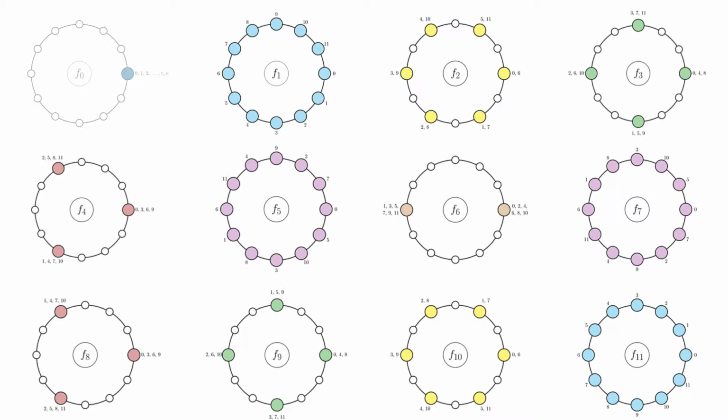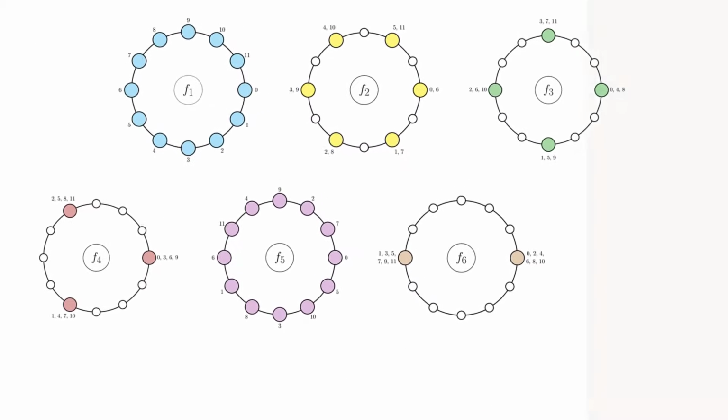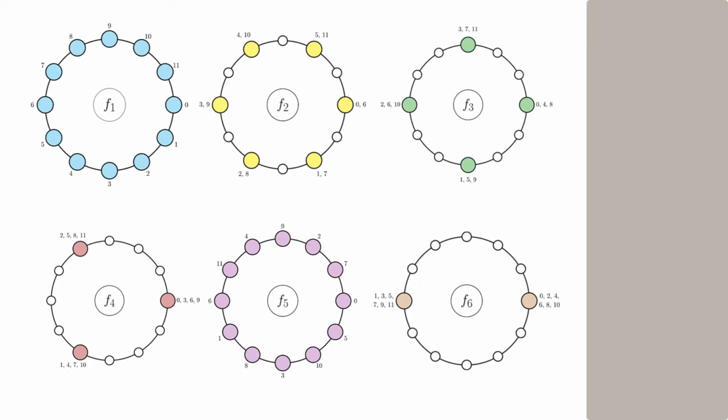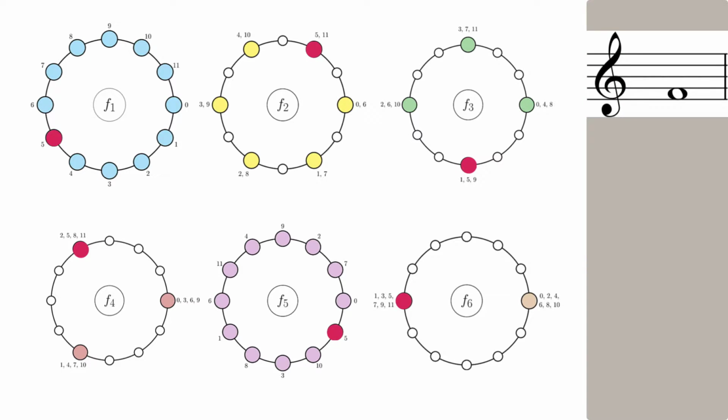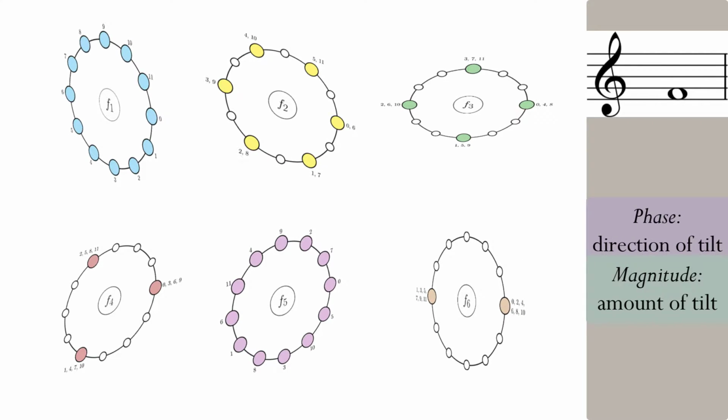Components F7 through F11 are mirror images of F1 through F5, just as interval cycles 7 through 11 are mirror images of cycles 1 through 5. Since they are redundant, they are also omitted. Using Quinn's imagery of the Fourier balance, we can picture each component as a plate balanced at its center. Every time we add a pitch class to its corresponding node, the plate tilts more in that direction. The direction that the plate tilts is called the phase, and the amount of tilt is its magnitude.